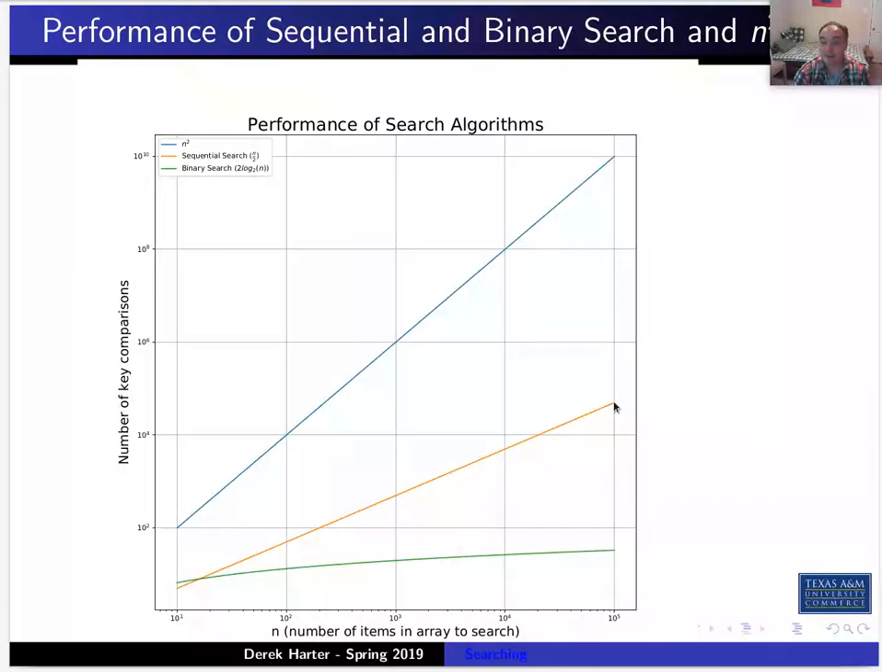So 100,000 divided by 2. But an n squared algorithm is going to be 10 to the 10. 10 to the 9 is a billion, so that's 10 billion, right? So even for just 100,000 items, that's going to take hours for an n squared algorithm.